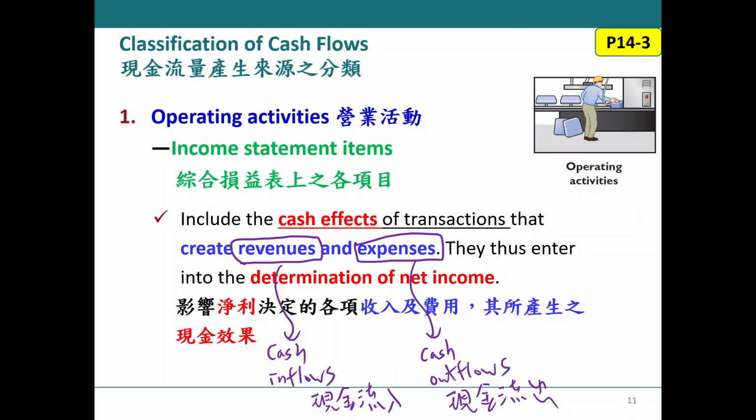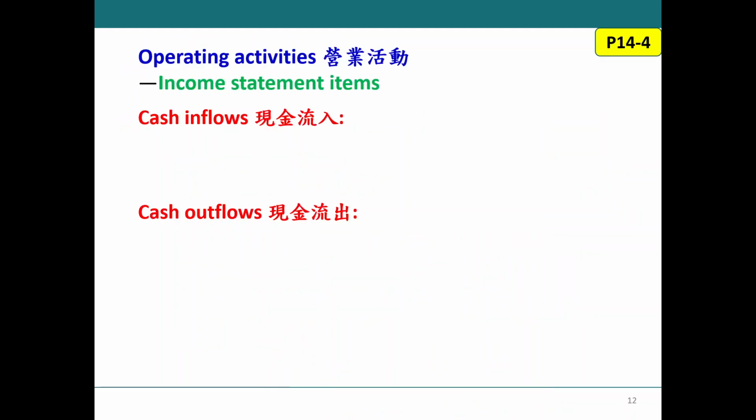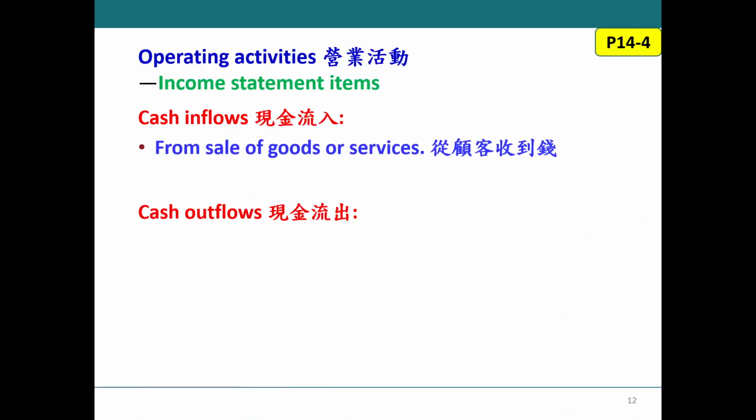Revenues, we try to figure out cash inflows. Expenses, we try to figure out cash outflows. So what kind of revenues could we have, and we try to figure out cash inflows? Operating, right? Sell the product, provide the service. So I try to figure out cash inflows based on selling the products and providing the service, okay?